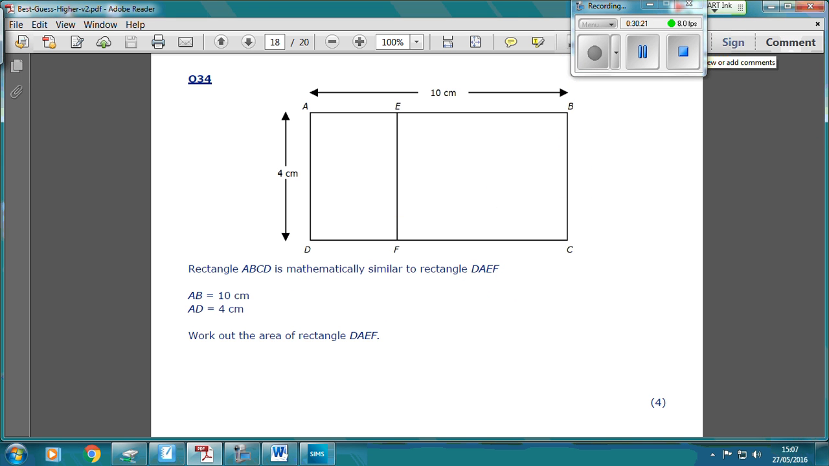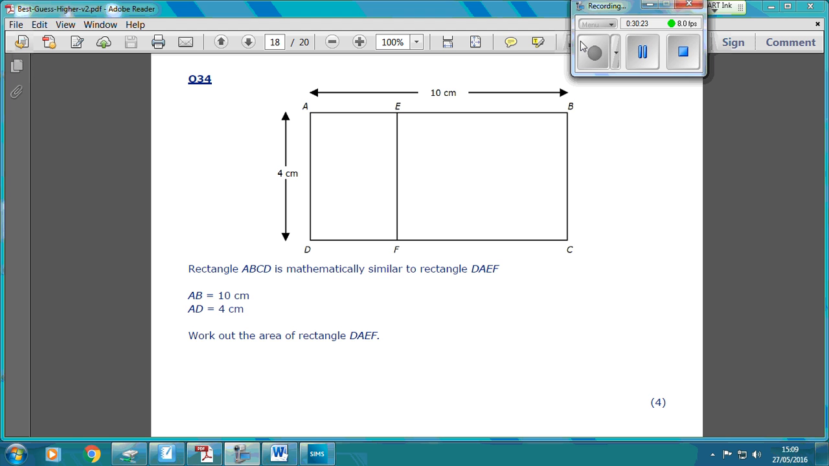Question 34. Okay, next question. Rectangle ABCD is mathematically similar to rectangle DAEF. Now, what you need to know is that mathematically similar means it's going to be an enlargement. And on all these mathematically similar questions, I tend to draw out both the smaller shape and the enlarged shape.